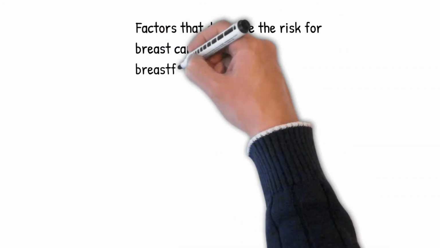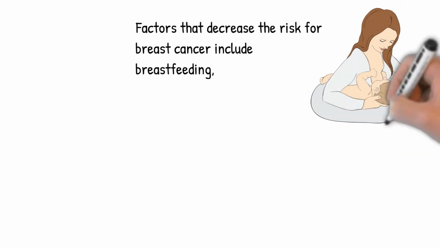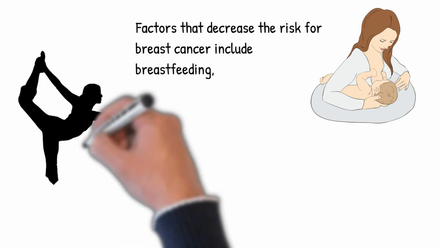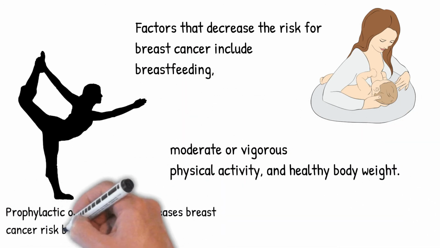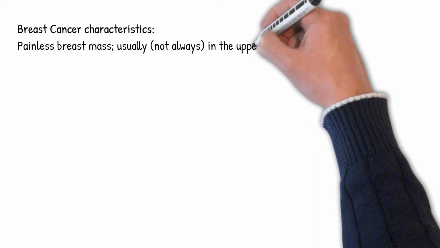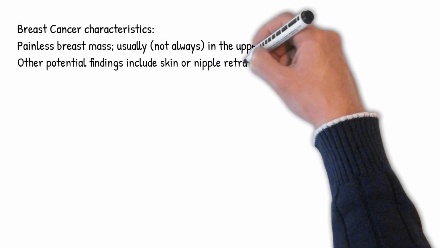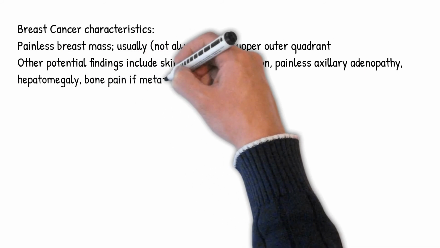Factors that decrease the risk for breast cancer include breastfeeding, moderate or vigorous physical activity, and healthy body weight. Prophylactic oophorectomy decreases breast cancer risk by 50%, and prophylactic mastectomy decreases breast cancer risk by 90%. Breast cancer characteristics: painless breast mass, usually, not always, in the upper outer quadrant. Other potential findings include skin or nipple retraction, painless axillary adenopathy, hepatomegaly, and bone pain if metastasis has occurred.